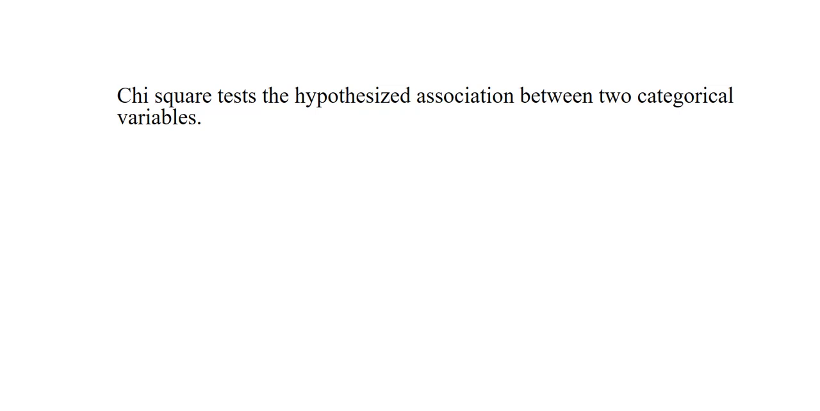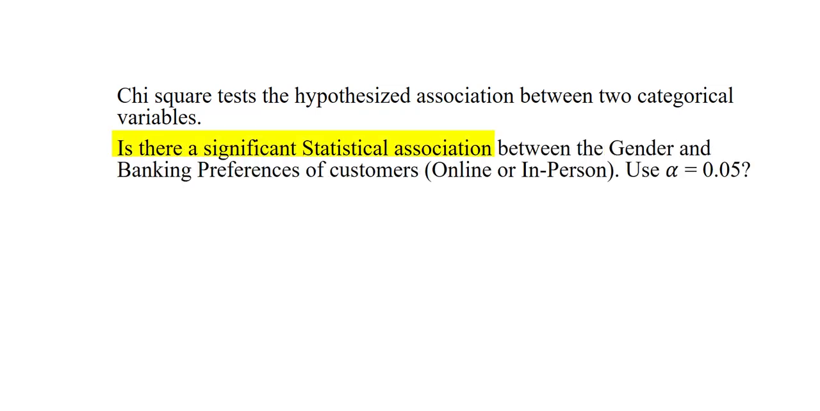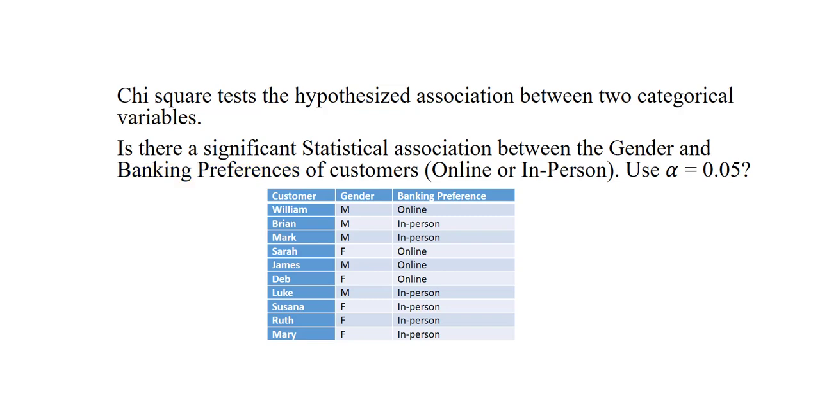categorical. In this example, we are going to be answering the question, is there a significant statistical association between the gender and banking preferences of customers based on the data given in this table? We have the names of the customers, their gender, and their banking preferences, whether they like to bank online or in person. We're going to be performing a chi-square test at a 5% level of significance.